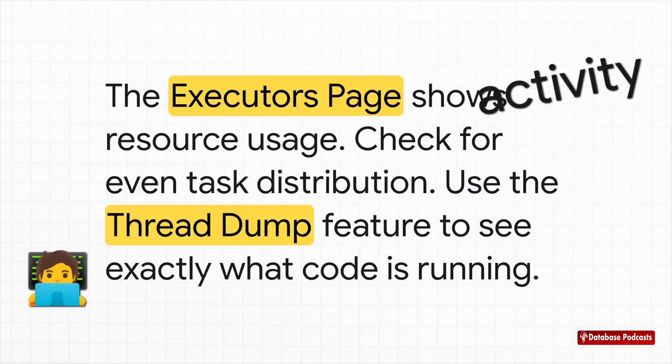The Executors page gives you a bird's eye view of your workers. You can see if the work is being spread out evenly. But here's a pro tip. One of the most powerful tools in the whole UI, the thread dump. If an executor just seems stuck, you click this button and it gives you a perfect snapshot of the exact line of code it's running at that very second. It's incredible for finding things like infinite loops.